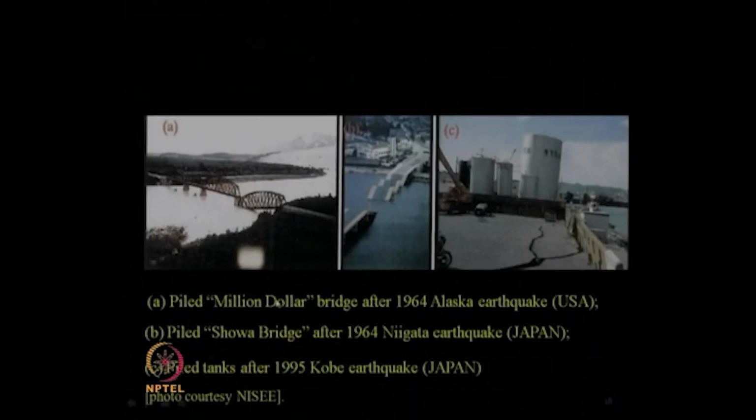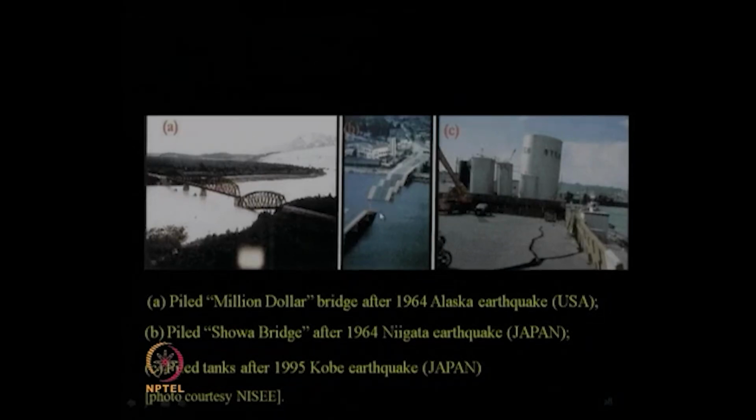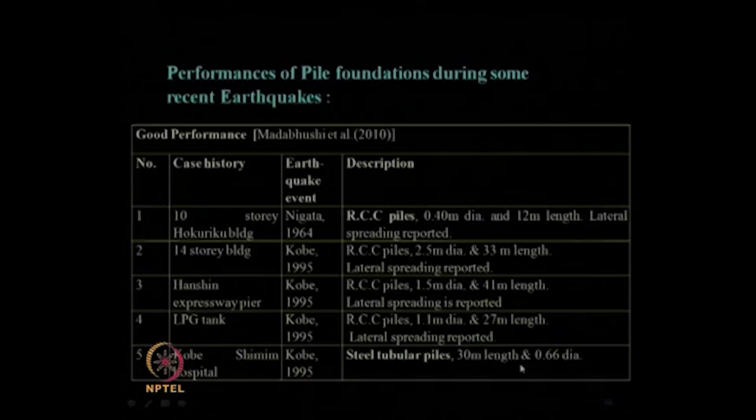Before that, let me show through this picture. It is photo courtesy from NISI, like pile foundation of a bridge of the 1964 Alaska earthquake in USA. This is the Showa Bridge of the 1964 Niigata earthquake in Japan, which earlier I have mentioned in one of the introductory lectures. This is the pile tanks after the 1995 Kobe earthquake. You can see the failure of pile foundation can make several important buildings or structures collapse.